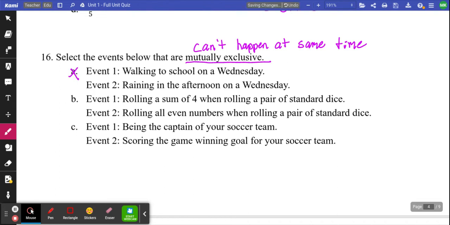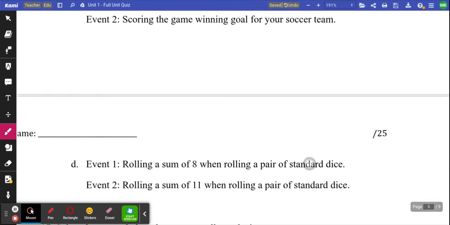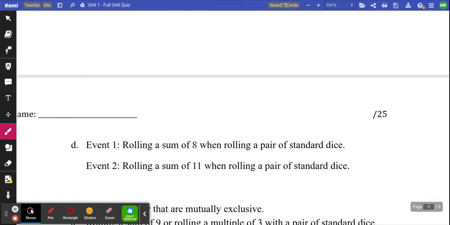B, rolling a sum of 4 when rolling a pair of dice. Rolling all even numbers when rolling a pair of dice. Well, if I rolled a 2 and a 2, those are both even numbers, and they add to be 4. That means it is possible that those things both happen. Event 1, being the captain of your soccer team. Event 2, scoring the game-winning goal for your soccer team. Well, it is possible you could be the captain and you could score the game-winning goal, so it's not that. And this one, rolling a sum of 8 when rolling a pair of dice, rolling a sum of 11 when rolling a pair of dice. I could not do both those things at the same time on the same roll. Those are mutually exclusive events.